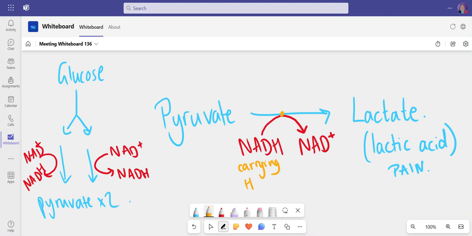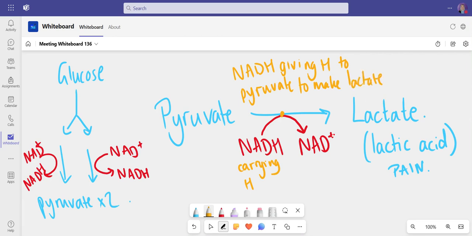Okay, where these arrows meet just here, what's actually happening is the NAD is giving the hydrogen to pyruvate to make lactate. So here, this NAD is not carrying the hydrogen because it's given it away. Okay. Then we make this molecule lactate, and we've got NAD that's not carrying hydrogen, and that NAD can then be used to go back over here to keep glycolysis going.